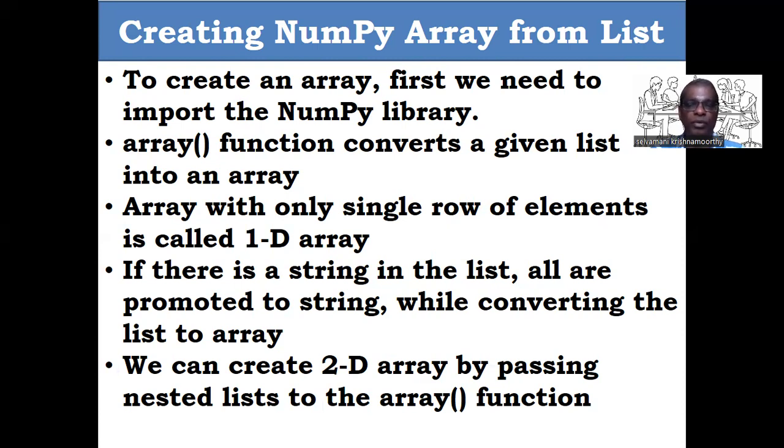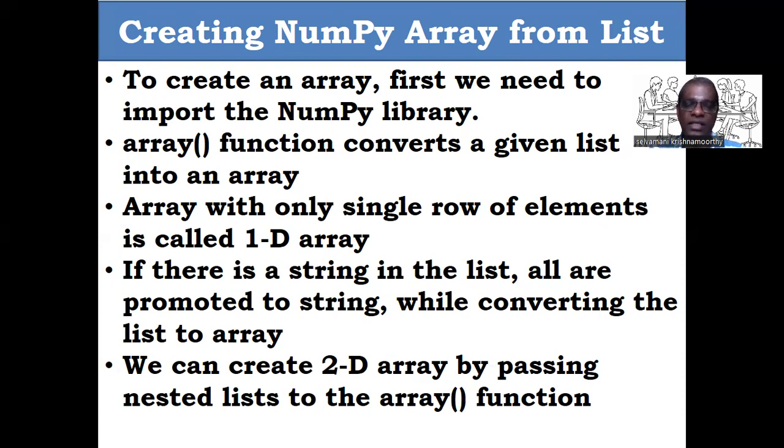That we know very well how to import. Already we studied it under Python. Second point is the array function. Array is a function. It converts a given list into an array. Very simple. An array with only a single row of elements, only one row but many elements, is called a one-dimensional array. One-dimensional means, as you already know very well, only one row, many elements. That is called a one-dimensional array.